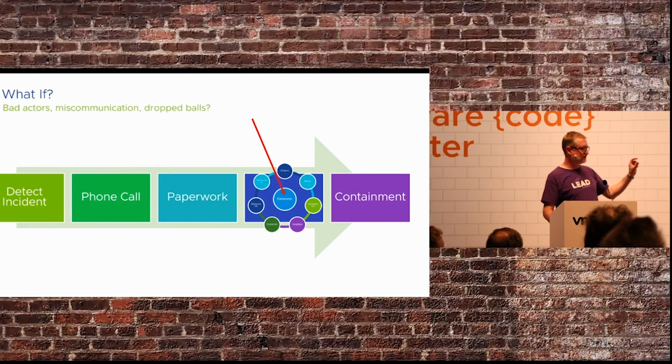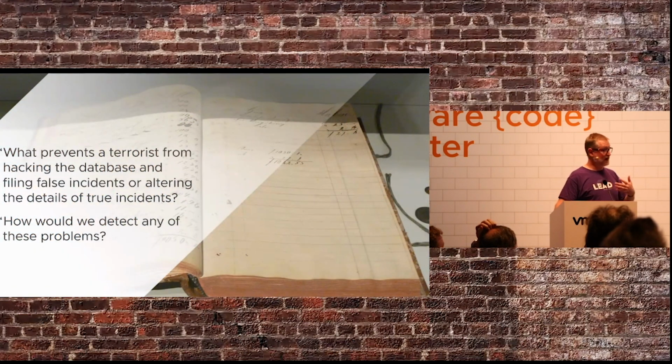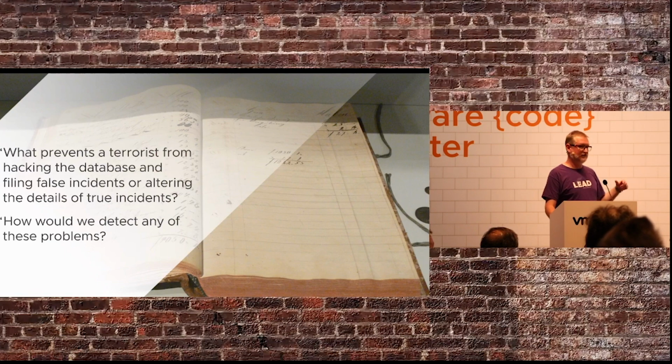But there's a central agency that has to run that database, and what happens if that database gets hacked, or maybe somebody puts a false claim into the database so that we all think lettuce went bad? Well, it's difficult because we have to trust that central agency, and we might not be able to. What prevents that initial report from being missed? What if we just don't detect it? Then it doesn't get into the database. Or what prevents a huge food distributor from influencing the evaluation to hide an incident? In other words, we know there's an outbreak, but we don't report it, right? That means our system is failing. What prevents a terrorist from hacking the database and making everyone believe that there's an outbreak? Or, how do we detect any of these problems when we don't have control over that database?